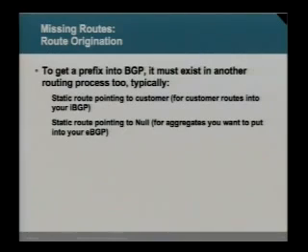To get a prefix into BGP, it has to exist in another process also. So typically in IOS, you have a static route pointing to a customer, for customer routes you put into your iBGP, or a static route pointing to null for aggregates that you want to put into your eBGP.